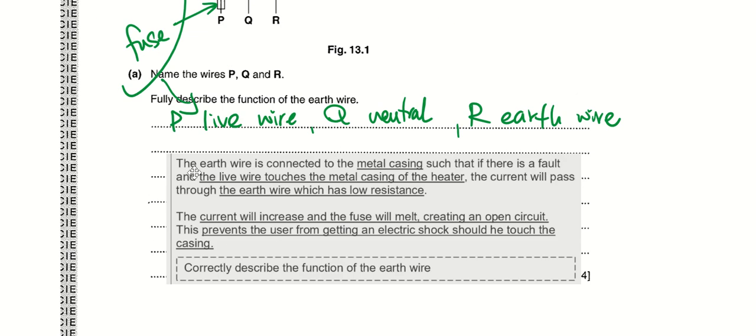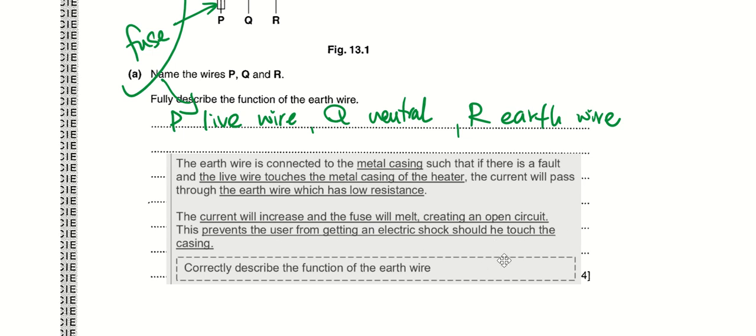This can be found in my notes. The earth wire is connected to the metal casing such that if there's an electrical fault and the live wire touches the metal casing, so you need to mention briefly what is the electrical fault, which is the live wire touching the metal case, the current will pass through the earth wire, which has low resistance. So the current will increase and the fuse will melt, right? Because it is like a short circuit as it passes into the earth wire. So there will be more current flowing in the circuit. The fuse will then melt, creating an open circuit. So this prevents the user from getting an electric shock if he were to touch the casing.